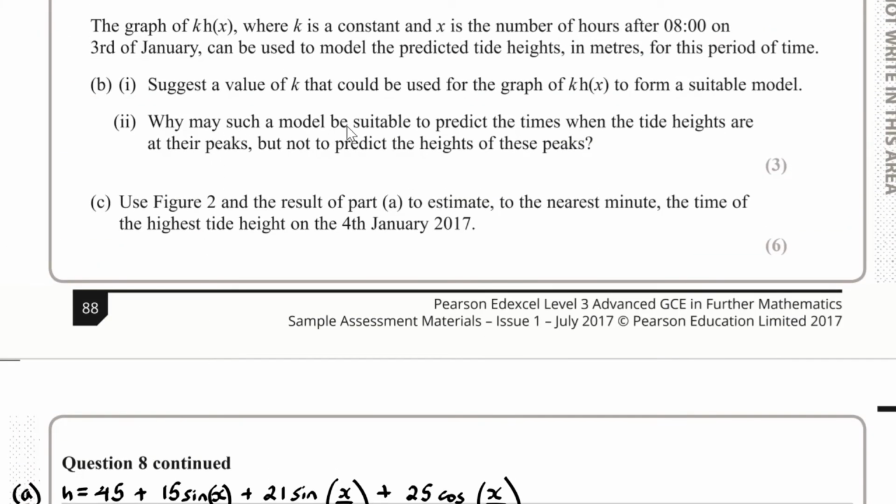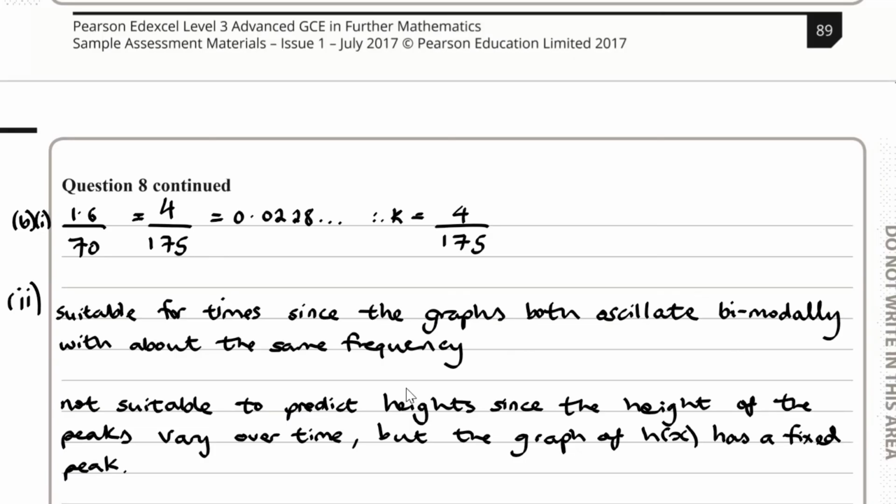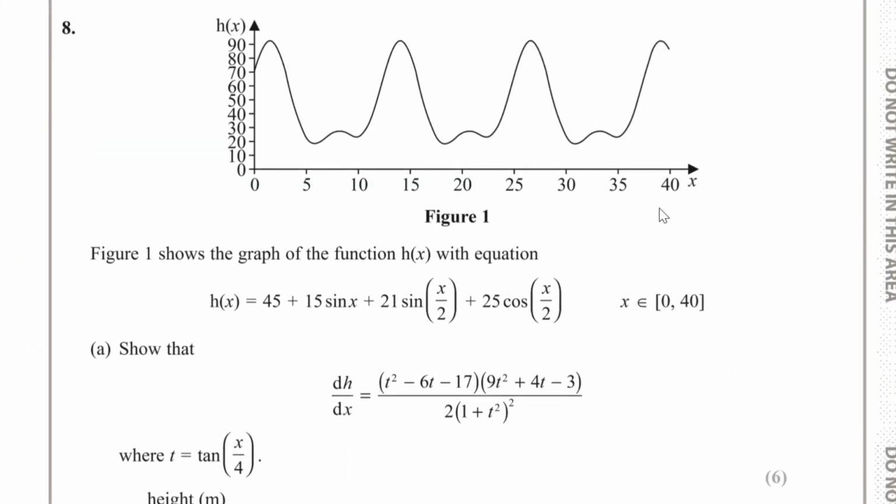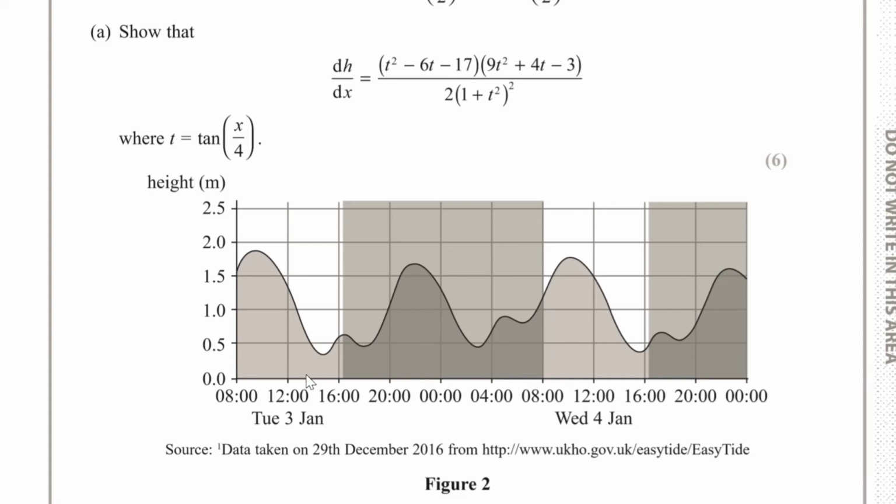Why may such a model be suitable to predict the times when the tide heights are at their peaks, but not to predict the heights of these peaks? Well, we have the following reason. It's suitable for time since the graphs both oscillate bimodally with about the same frequency. So what that means is if you compare the x-axis here with the time axis here, they're about the same. Okay, so the frequency is about the same, so that's between one peak and another peak.